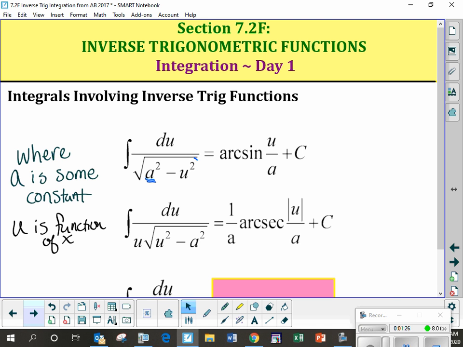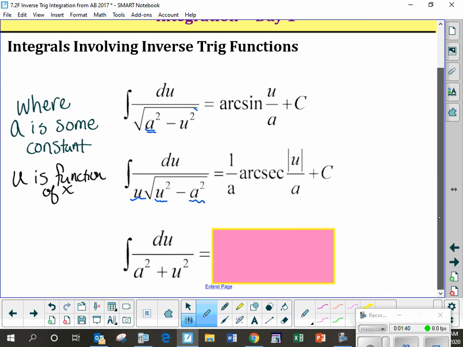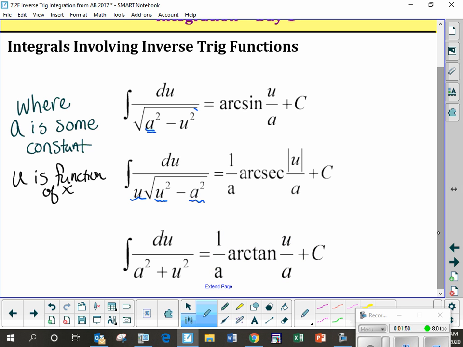And for arcsecant, we get that square root. The function comes prior to the constant. There is still subtraction like there was in arcsine, and there will be a u out front as well, or a function of x out front of the square root. If I do not have a square root and I have a squared plus u squared in my denominator, then I'm going to think of arctan, and its formula is 1 over a arctan u over a.